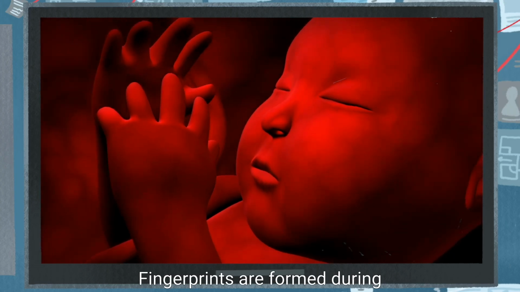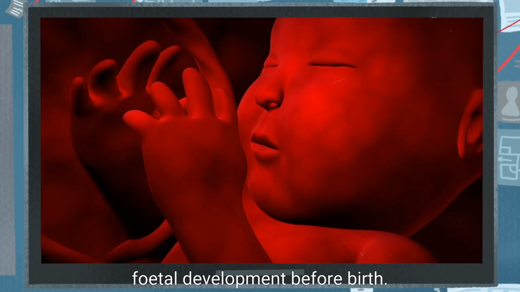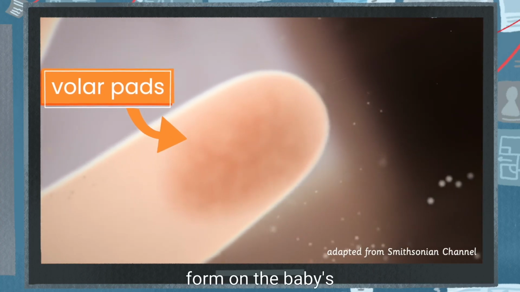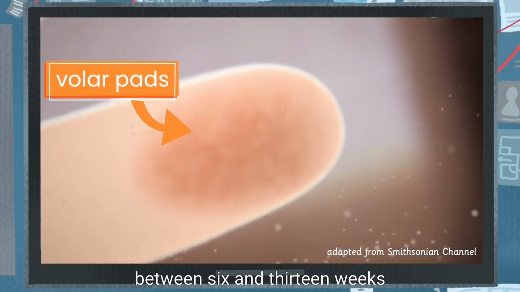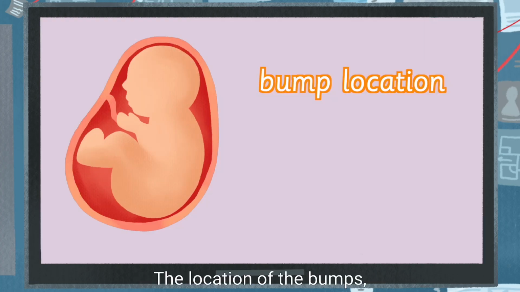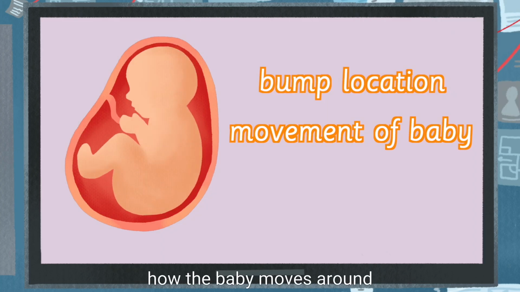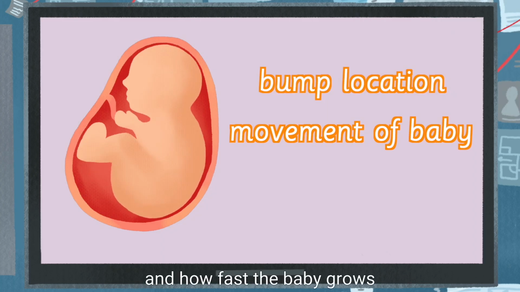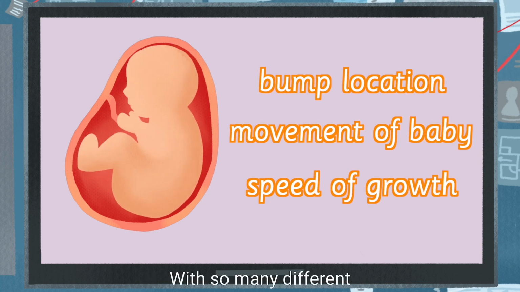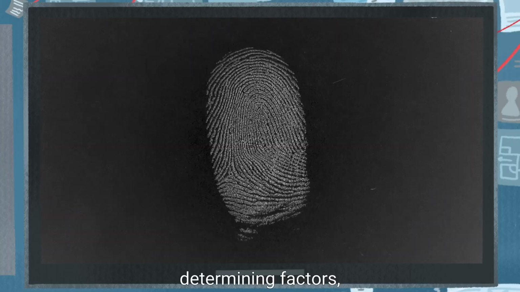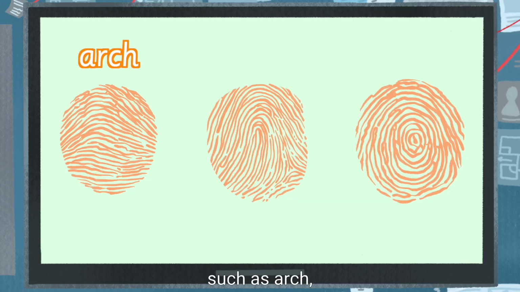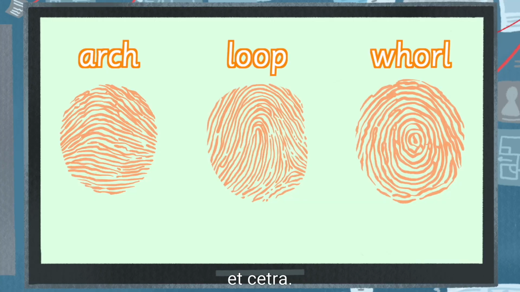Fingerprints are formed during fetal development before birth. Fuller pads, also known as bumps, form on the baby's fingertips and palms between 6 and 13 weeks of its life. The location of the bumps, how the baby moves around inside the womb, and how fast the baby grows all affect how the fingerprint patterns form. With so many different determining factors, this explains the existence of various patterns such as arch, loop, whorl, etc.